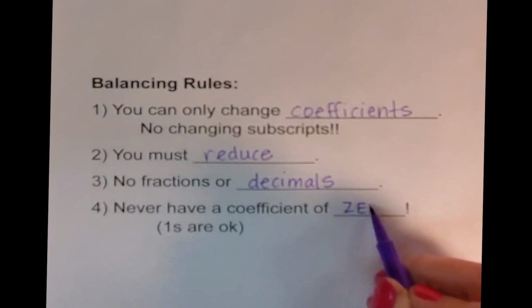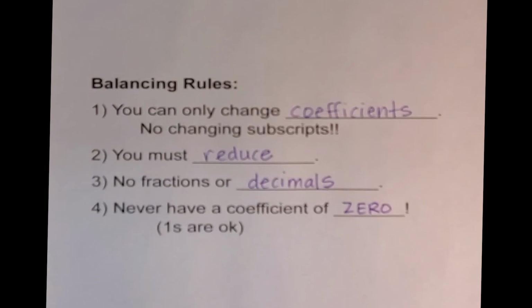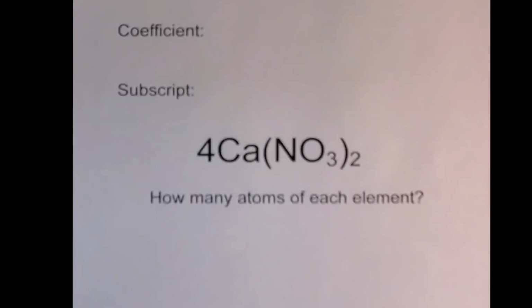And then the final rule is you can never have a coefficient of 0. You can have a 1 for a coefficient, but 0 would mean that you have none of that substance.